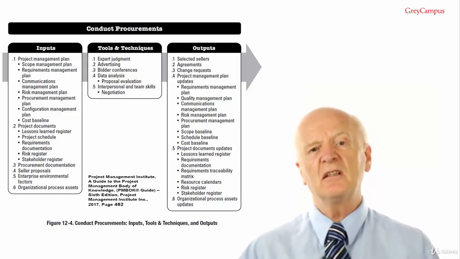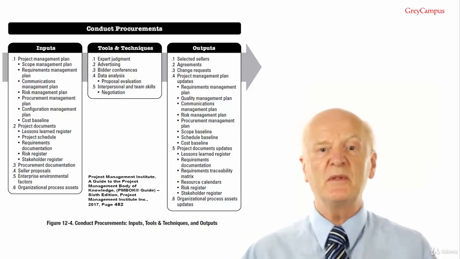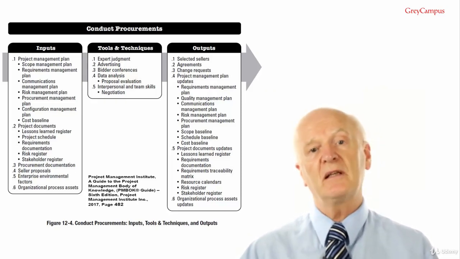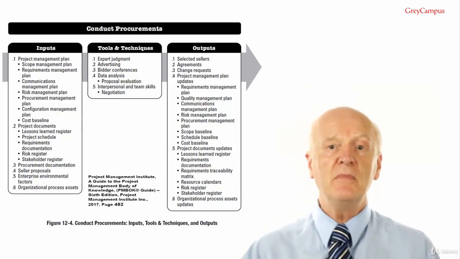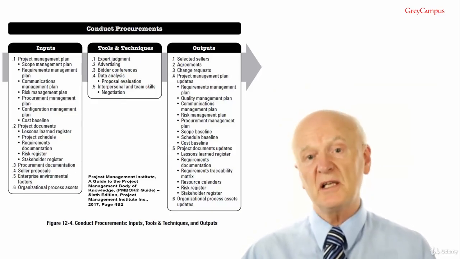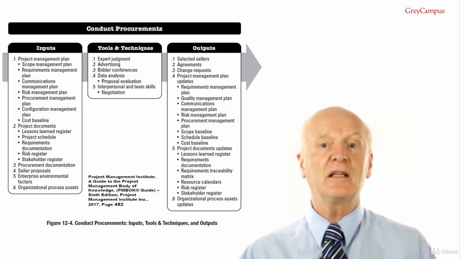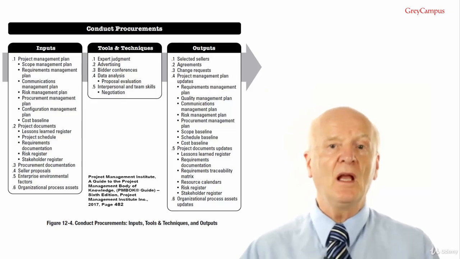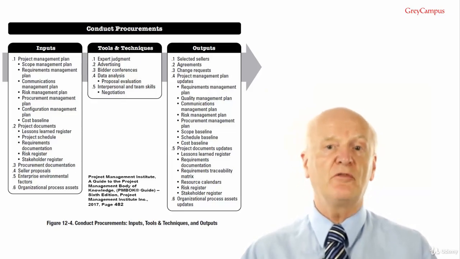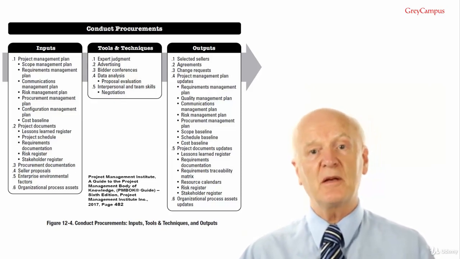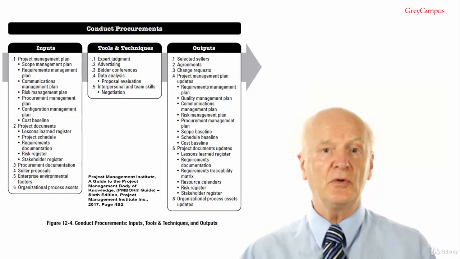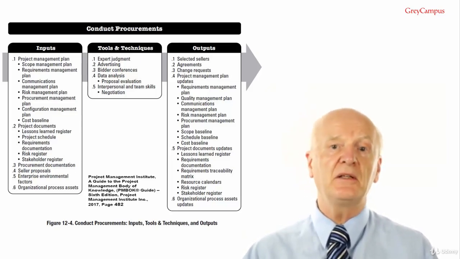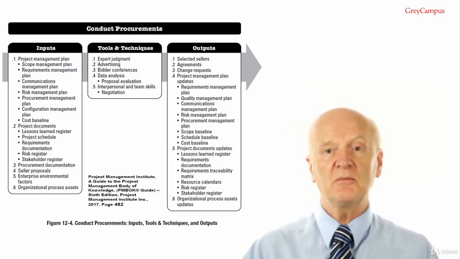Input number 5, enterprise environmental factors. And the ones that can impact the procurement process would be the local laws and regulations regarding procurements, local laws and regulations ensuring that the major procurements involve local sellers, external economic environment constraining procurement processes, marketplace conditions, information and relevant past experiences with sellers, both good and bad, prior agreements already in place, and contract management systems.